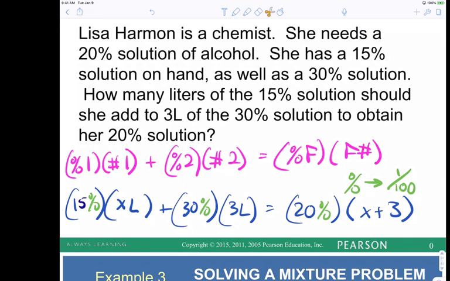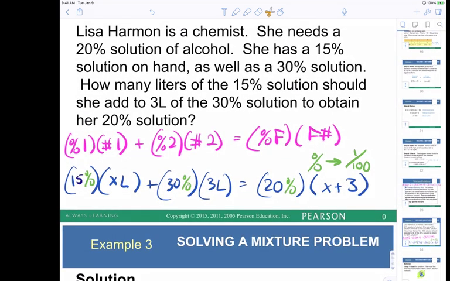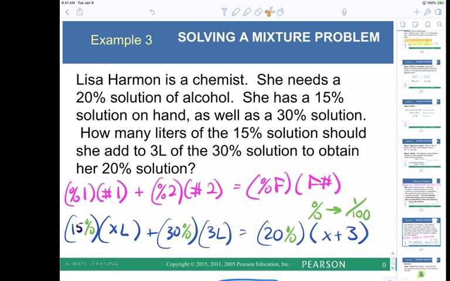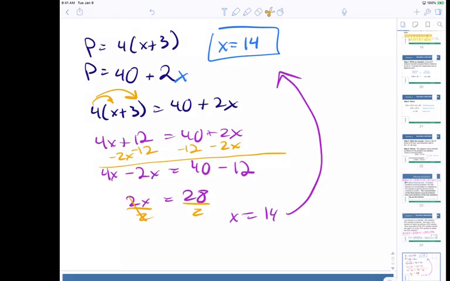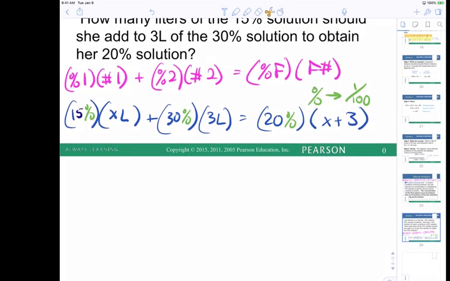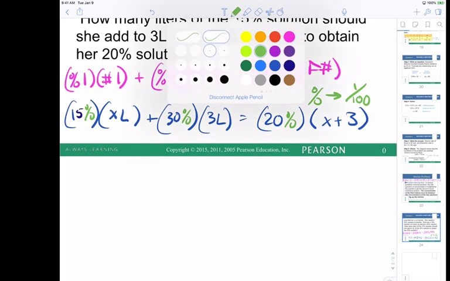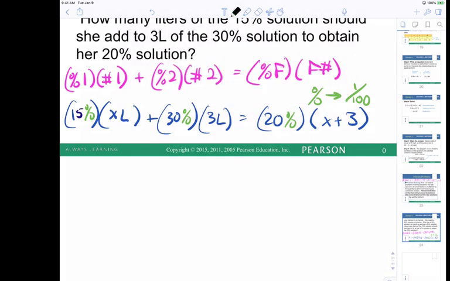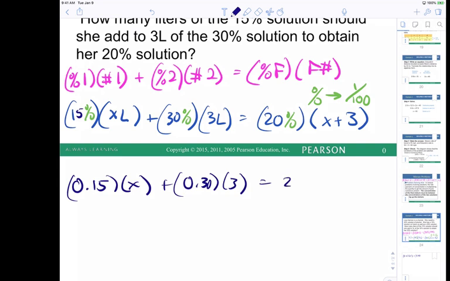All right, so let's see. We should be able to paste. And I want to clear. Okay. So now we have one equation. So now if we divide all of those by 100, what happens? Yeah, they turn to decimals. So we have 0.15 times x, plus 0.3 times 3, equals 0.2 times x plus 3.